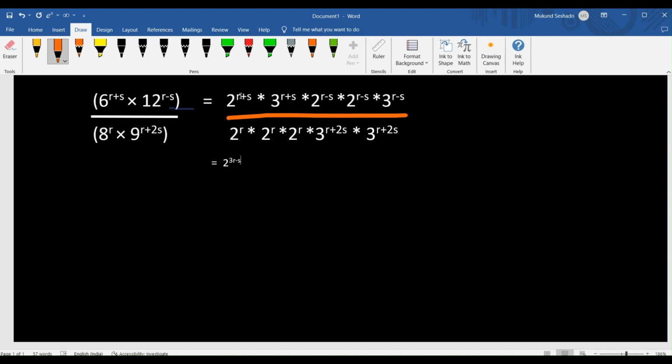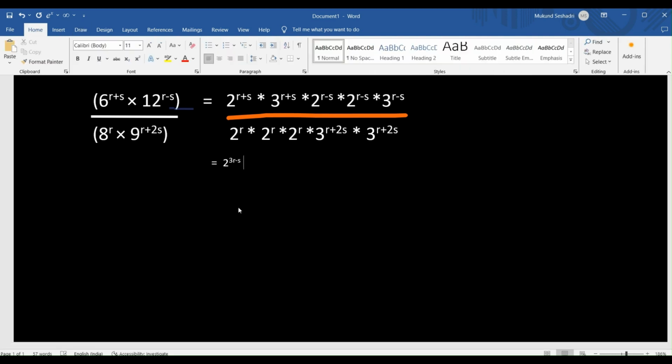And I'm going to write my 3 as well. So 3 is nothing but 3 to the power r plus s into 3 to the power r minus s, right? And I apply the same formula, 3 to the power a into 3 to the power b equals 3 to the power a plus b. So I get r plus s plus r minus s. My s gets cancelled, so I'm left with 3 to the power 2r. So that's it with my numerator.